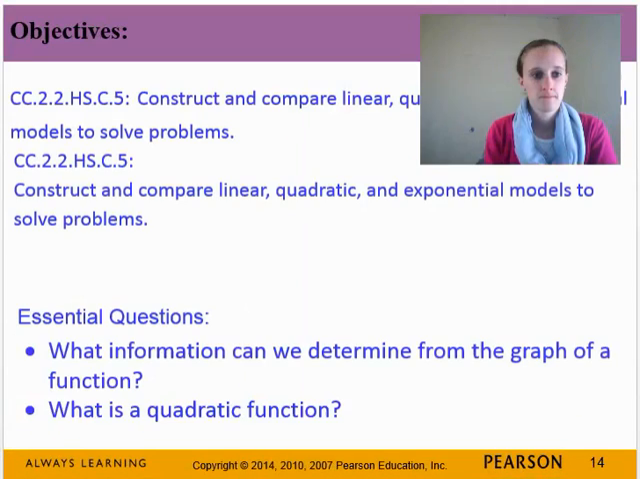Welcome to part 2 of 2.3 polynomial functions. Our essential questions are still the same, so we are working on what information we can determine from a graph of a function and what is a quadratic function.